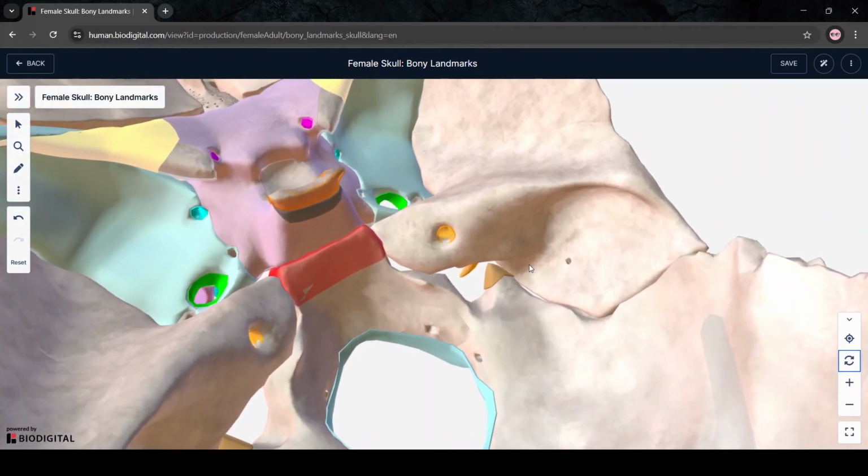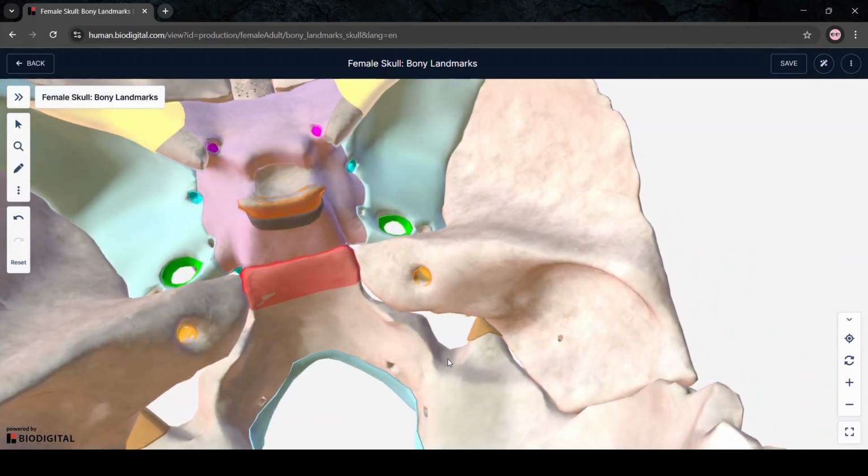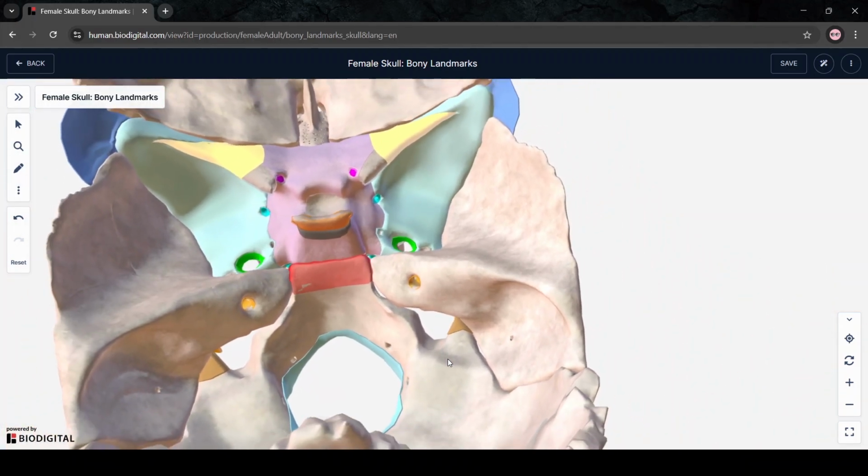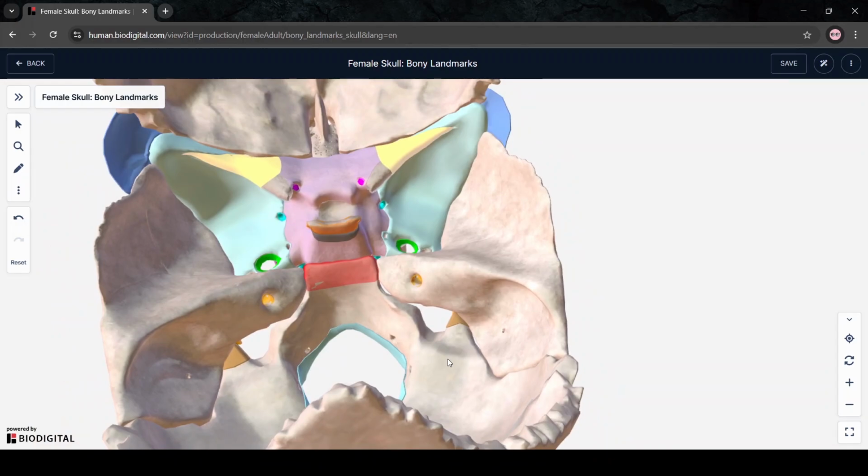So, the mastoid foramen, the internal acoustic meatus, the foramen magnum, the jugular foramen, the hypoglossal canal, and the condylar canal. These are all the foramina and canals that are present in the posterior part of the cranial base.